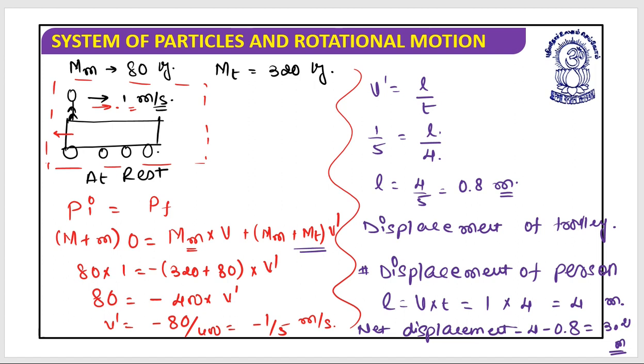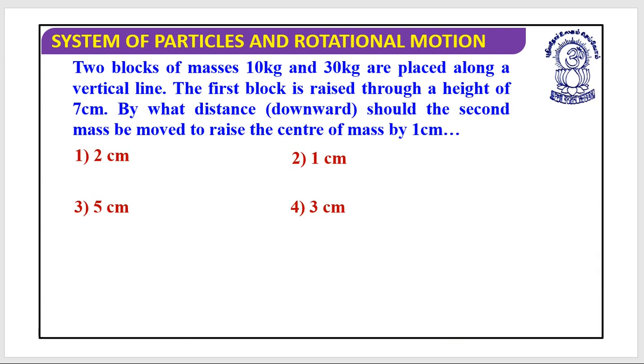Let's look. The question says that two blocks of mass 10 kg and 30 kg are placed along a vertical line. The first block is raised through a height of 7 centimeter. By what distance should the second mass be moved to raise the center of mass by 1 centimeter? So how will you do this? What could be done?